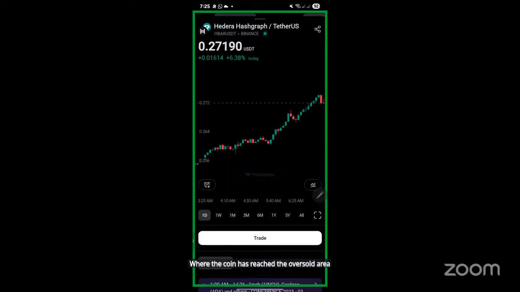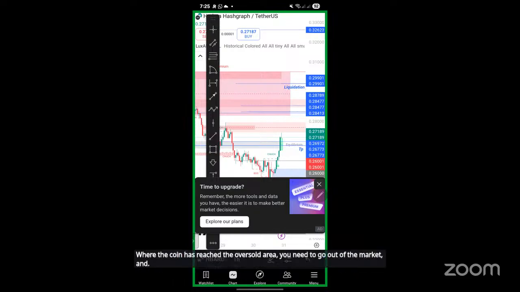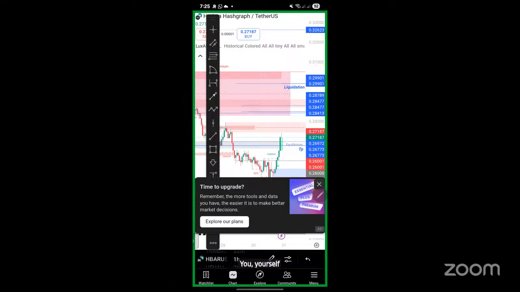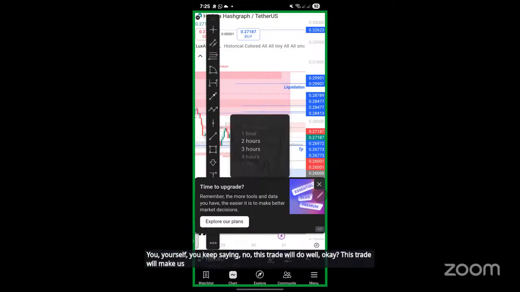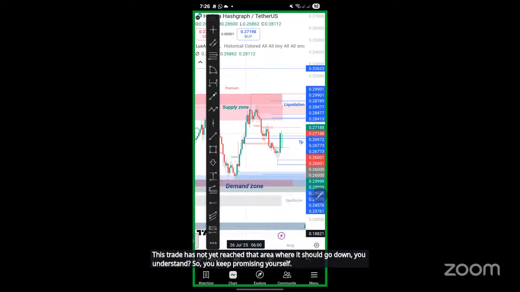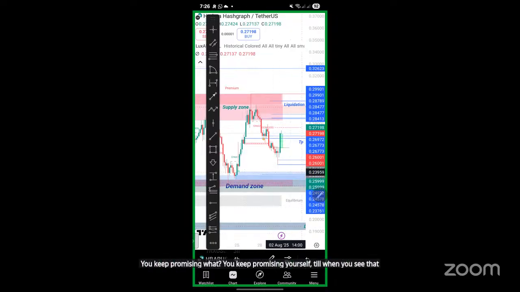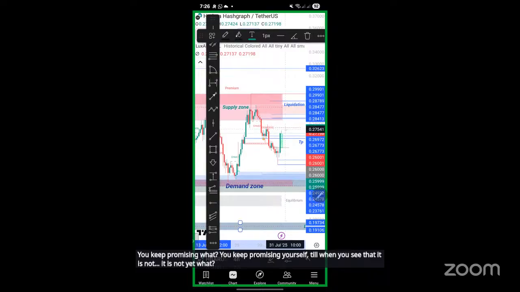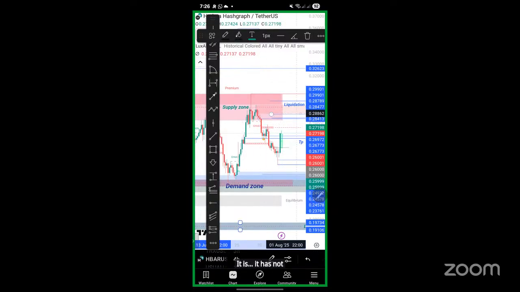you need to go out of the market, and you yourself keep saying, no, this trade will do well, this trade will make us money. You see, this trade will go up. This trade has not yet reached that area where it should go down. You understand? So you keep promising yourself, until you see that it has not protected you. So you find out that you are losing.